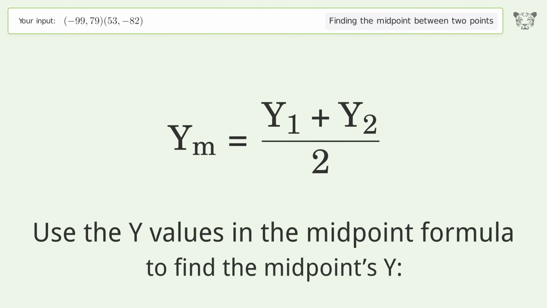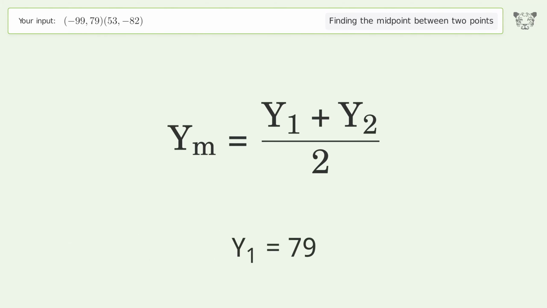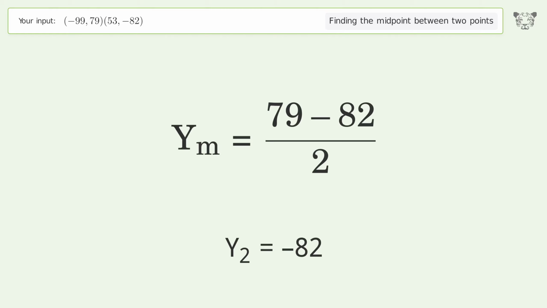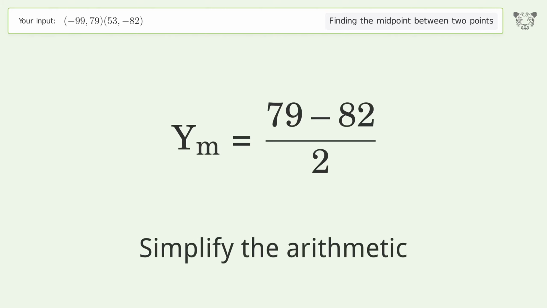Use the y values in the midpoint formula to find the midpoint's y. y1 equals 79. y2 equals -82. Simplify the arithmetic.